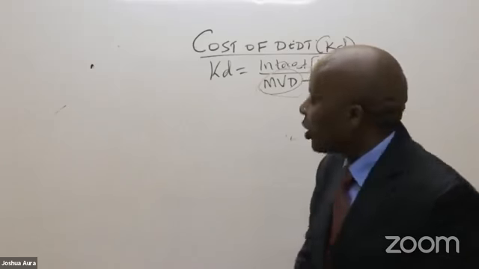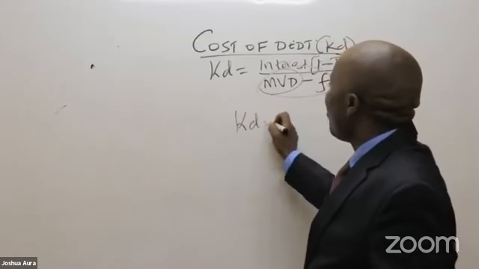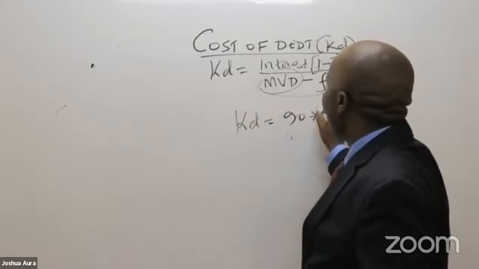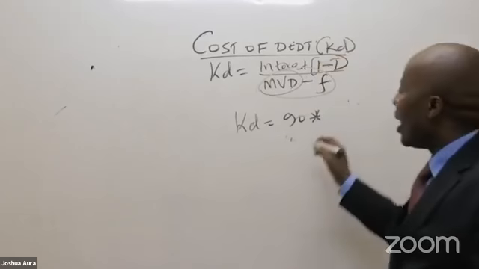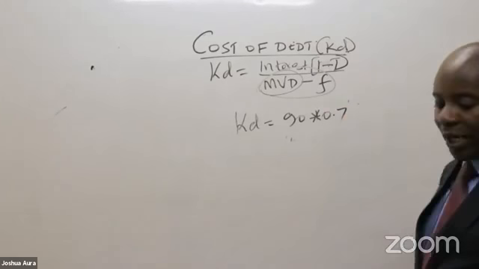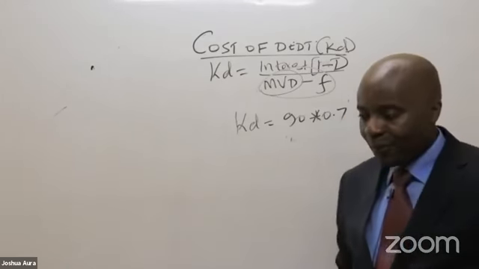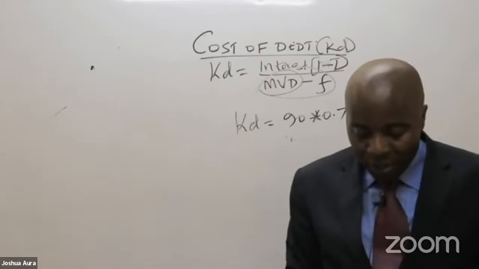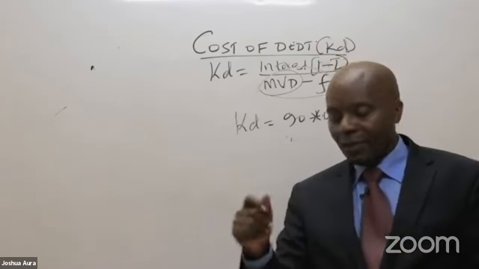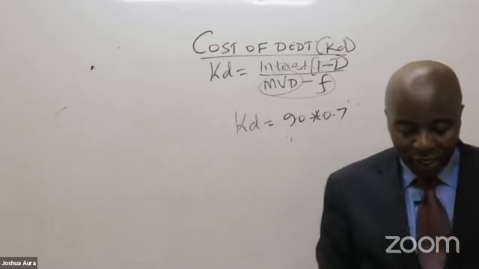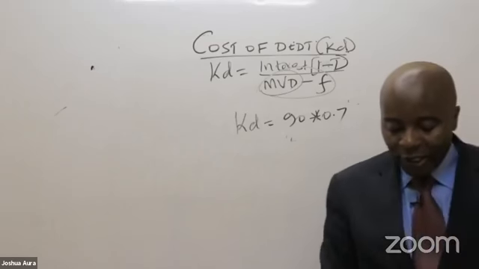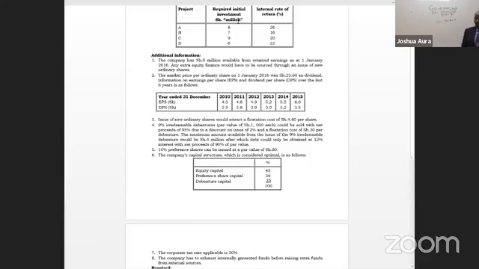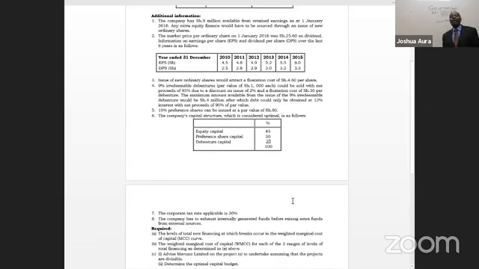So our KD will be equal to our interest, which is 90, multiplied by 0.7. Where have I gotten 0.7 from? It's because of note number 7, where they're telling us that the corporate tax rate is 30%. And 1 minus 0.3 will give me 0.7.